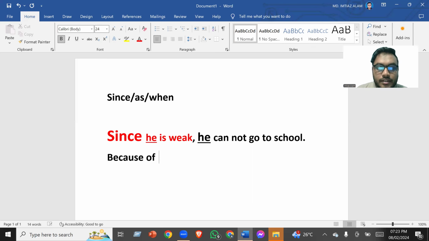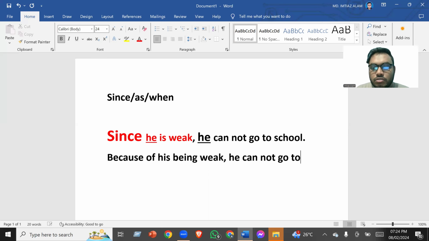Because of, and then you have to make the subjective form the possessive form. Because of his, then you can answer in both ways. You can change this verb into ing: because of his being, and you can keep the adjective as an adjective, so the word will be the same, and you have to write the rest of the sentence. He cannot go to school. Okay, so this is the answer: because of his being weak, he cannot go to school.